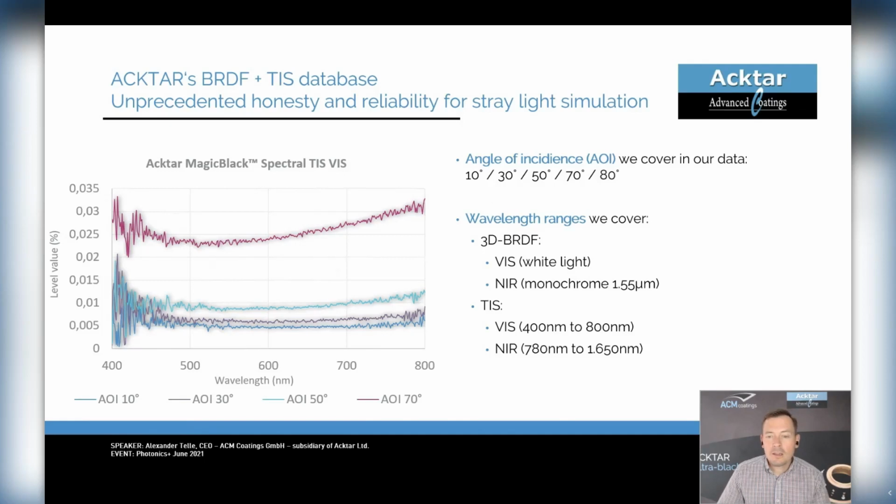Here you can see the technical parameters of our available data. You can see here that we have measured quite a lot of angles of incidence: 10 degrees, 30 degrees, 50, 70, and 80 degrees incoming light on the probe. And we have measured in two different wavelength ranges: in the visible with a white light source, and in the near infrared with a monochrome 1.55 micrometer laser source. We have also measured the TIS values of our coatings in the visible and the near infrared.